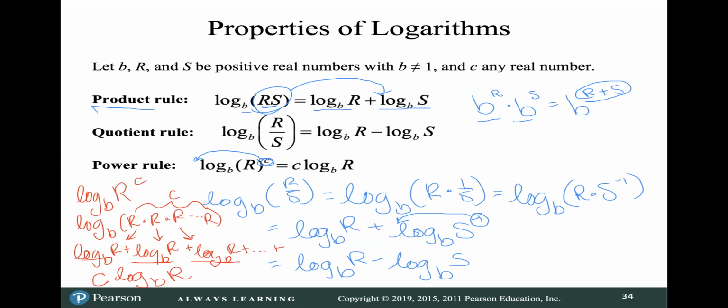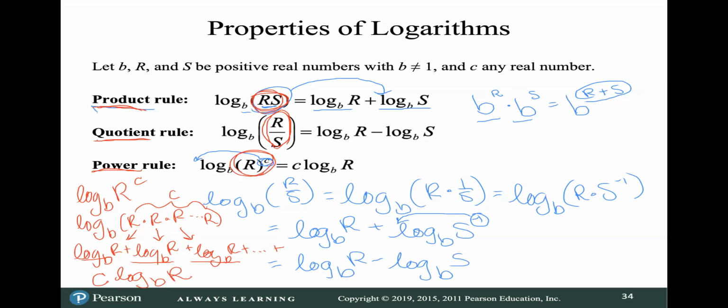These are our rules, and they all stem from that product rule. Okay, so if we understand the product rule, then we can derive the power rule and the quotient rule from the product rule. And the key to making sure we use these rules correctly is to remember the name. The product rule is regarding the product inside of a logarithm. The quotient rule is the quotient inside of a logarithm. And the power rule is the power of the argument inside of a logarithm.